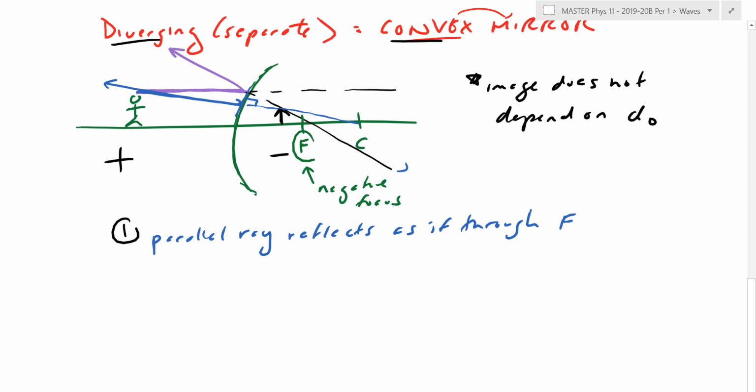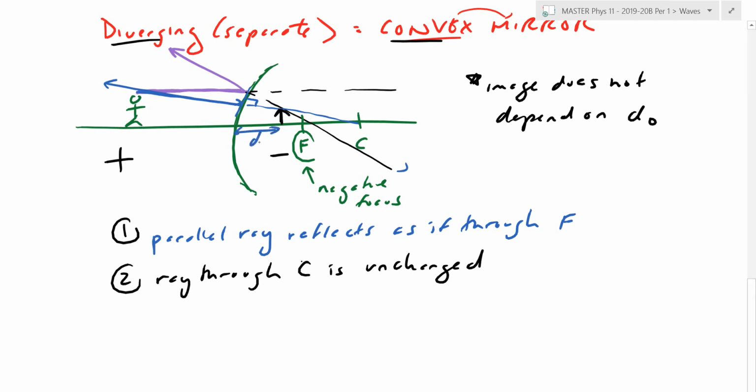The image is always going to be upright. It's always going to be diminished. It's always going to be smaller, regardless of how close I walk to the mirror. So second ray here, a ray through C is undeviated or it's unchanged. It comes directly back, it bounces off. This is a virtual image. We'd expect a DI to actually be negative. You cannot project that on a screen. Right? So that's just a recap of what we did previously.